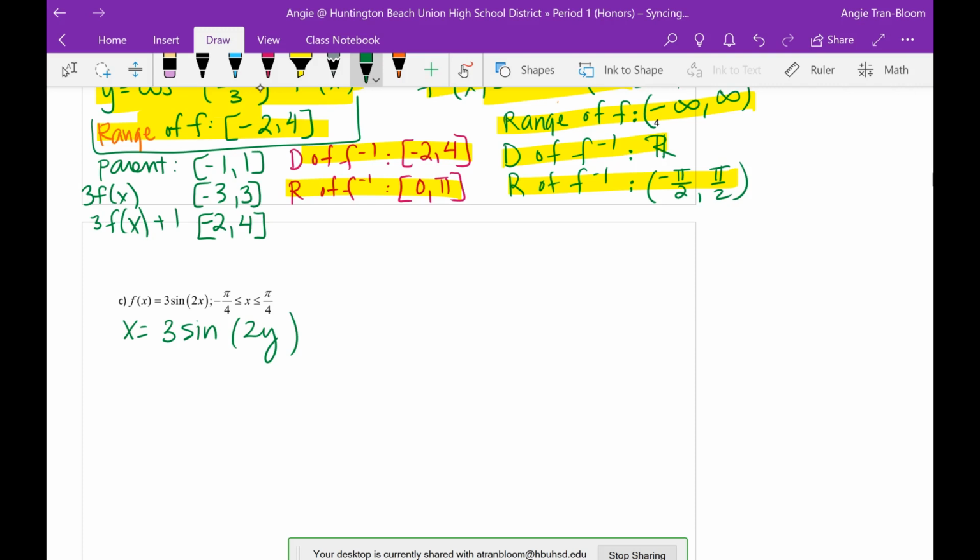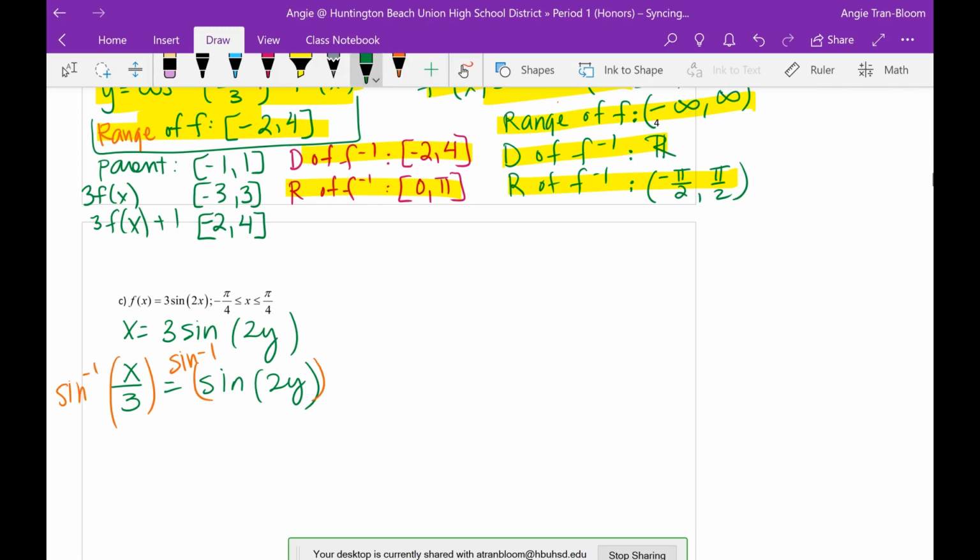Yeah, there's a b value of 2. That means it's horizontally compressing it by a half. So now it's only from an... Okay, let's solve. Divide both sides by 3. So it's now x divided by 3 equals sine of 2 times y, quantity. Then we are now going to compose both sides by sine inverse.